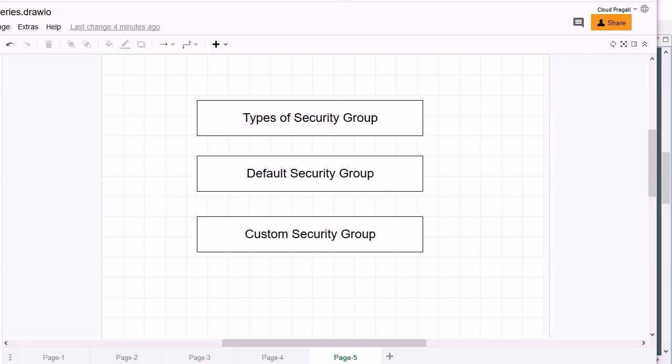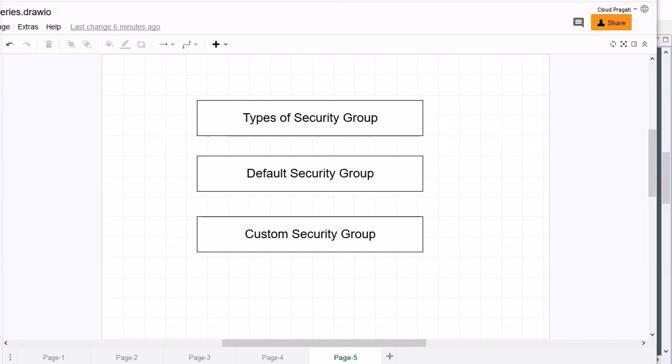Basically, we have two types of security group. One is the default security group and the other is the custom security group. Let's discuss them one by one. The default security group already exists within your AWS account along with the default VPC. We are going to discuss VPC in a further session of this course. For the time being, just consider it a virtual private cloud, which companies mainly prefer to set up their cloud environment.